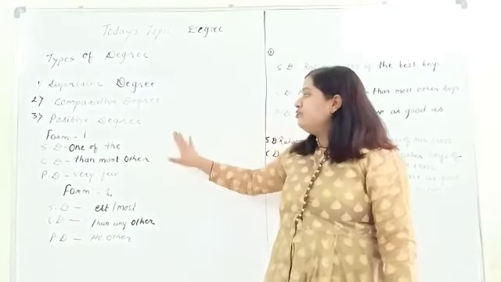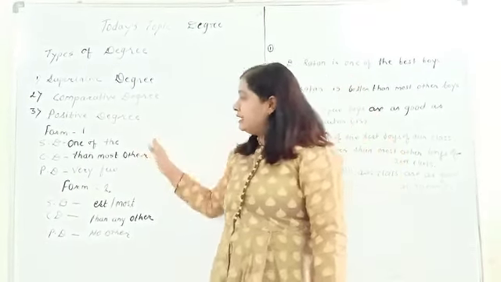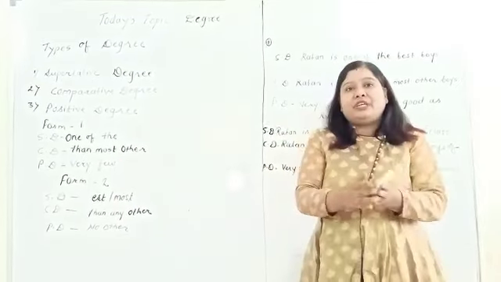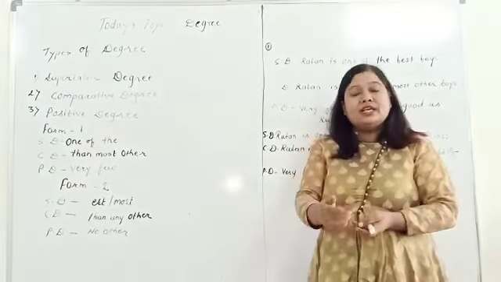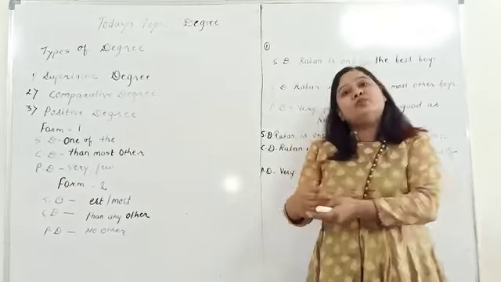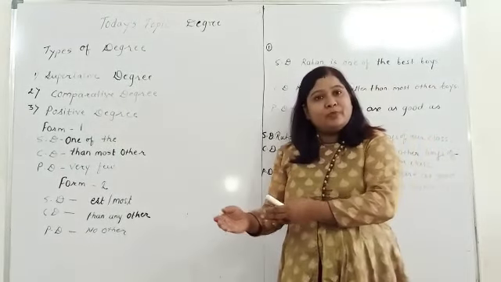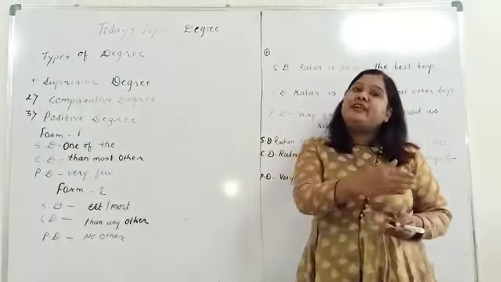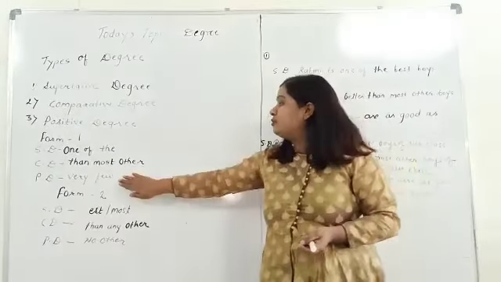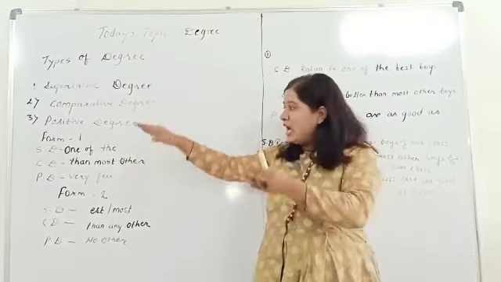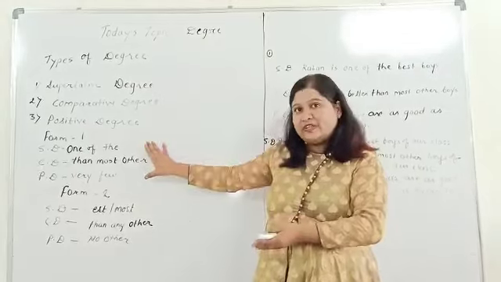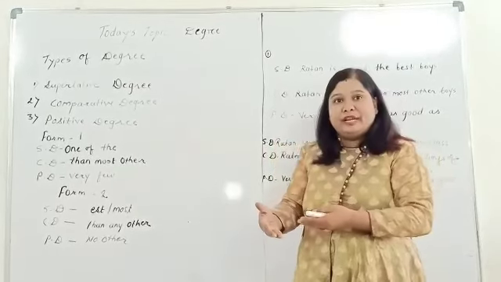Did you understand? In form 1, if you see the phrase one of the in the sentence, in comparative degree we are supposed to take than, most, other, and in positive degree, while transforming that sentence, we are supposed to take very few. How to apply this formula on the sentence, that I will explain to you later on.